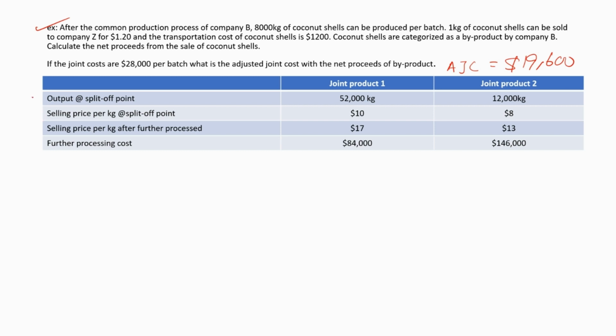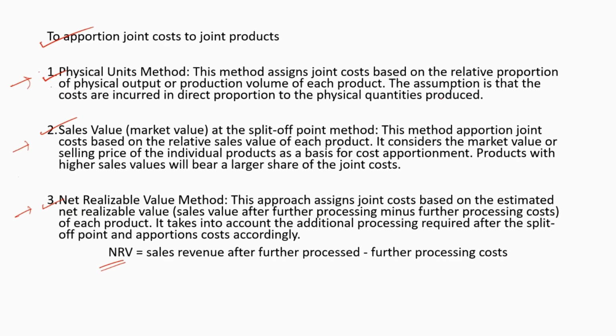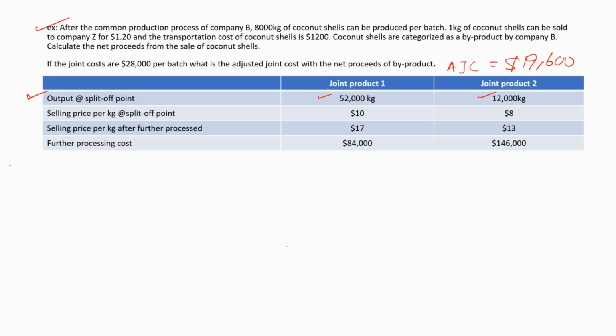So they have given us output at split off point for joint product 1, which is 52,000 kilograms. For joint product 2, this is 12,000 kilograms. As now you can understand, these are physical values, kilograms. So we can use the first method in order to apportion the joint costs to joint products. Now let's apportion the joint costs among joint products using the first method, which is physical units method.